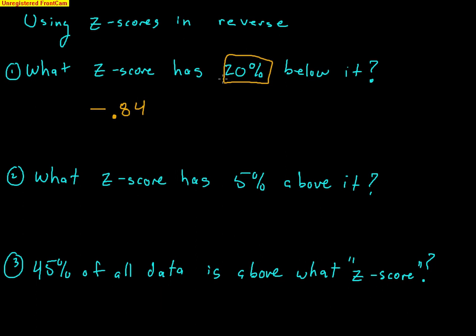So that's how invNorm works. You type in the percent below. And then if I ask, well, how many hours of sleep is this? I could plug this into my formula where I know the mean, I know the standard deviation, and I now know the z-score that has 20% below it, and I could back solve. I could take negative 0.84, times it by 0.8, and then add the 6.5, and if you get 5.83 hours of sleep, then 20% of people have less sleep than you. So again, you could solve for that.